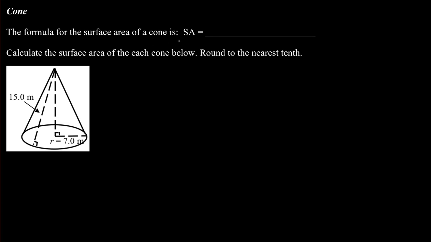The formula for the surface area for a cone, well, there's two sides. If we were to draw out a cone, there's the bottom, and then there's the lateral surface. The bottom is pi r squared, and the lateral surface is just pi r s. So the surface area of the cone would be pi r squared plus pi r s. If we want to calculate the surface area of each cone, rounding to the nearest tenth, let's try this out.